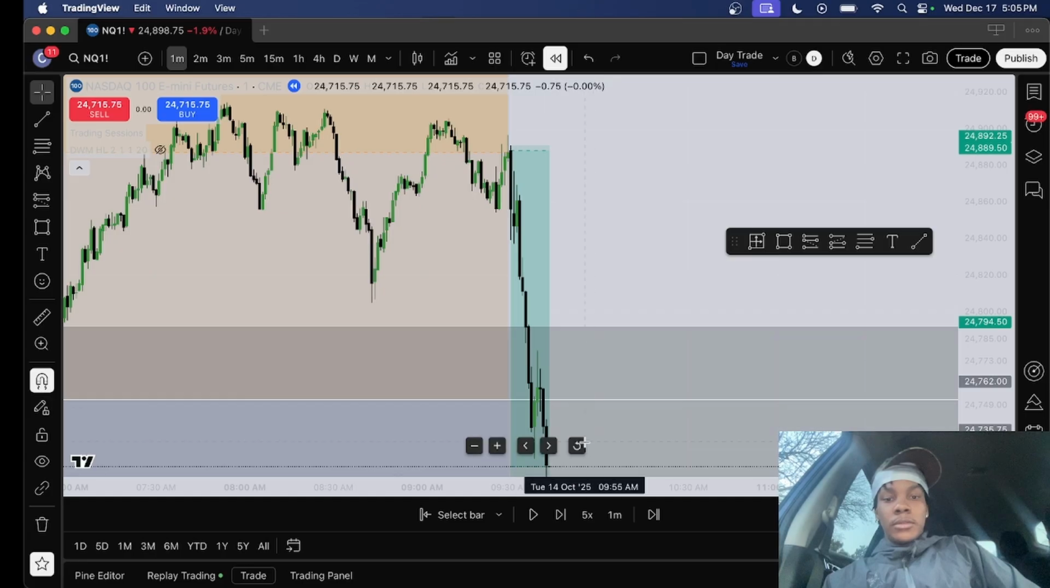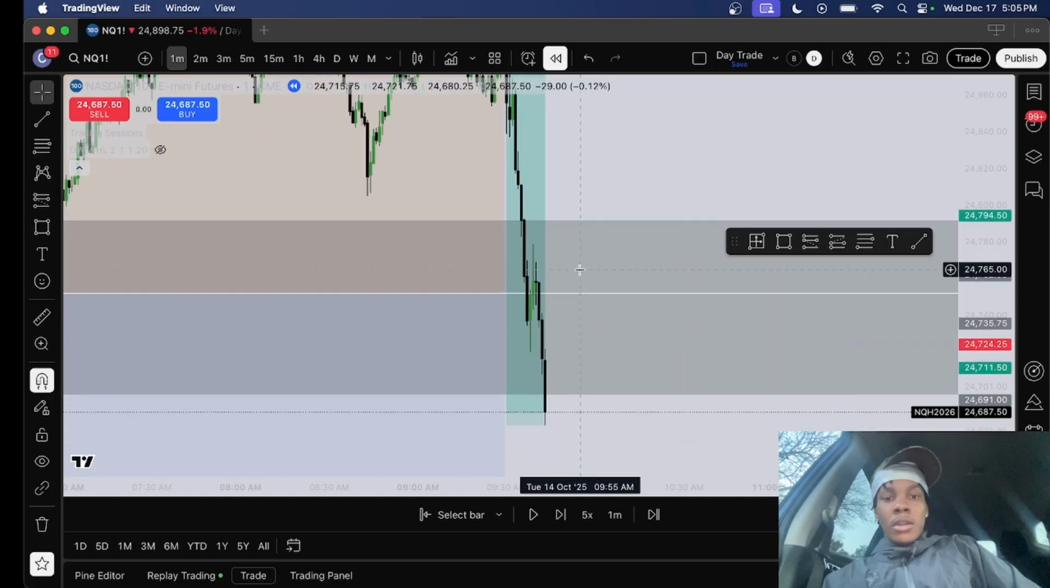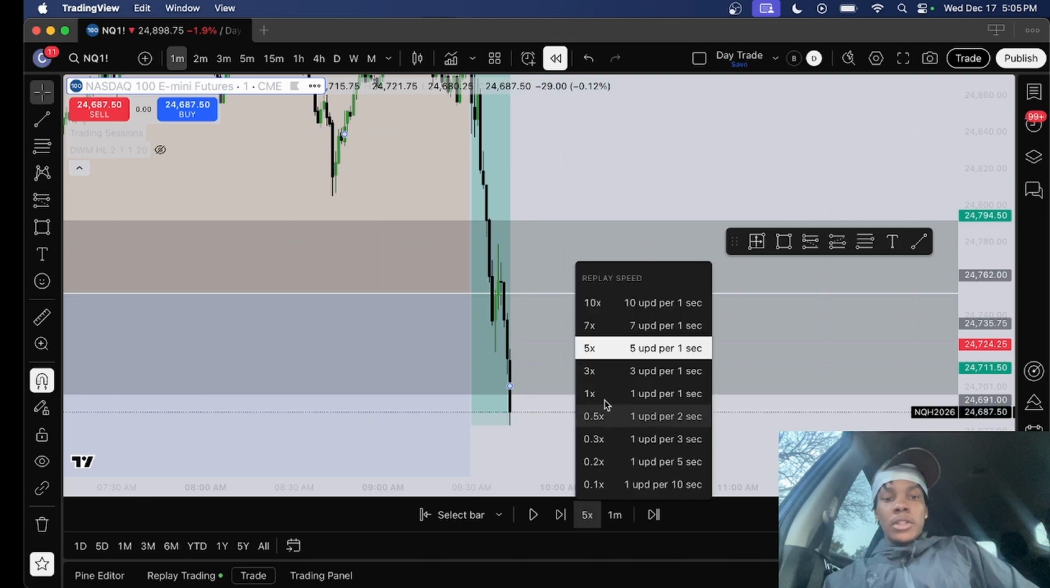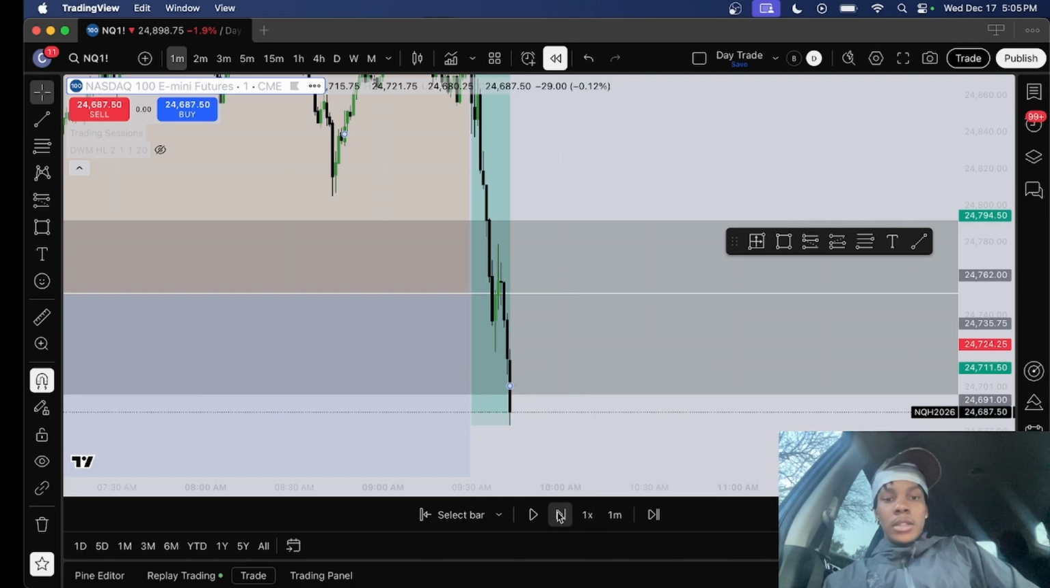So okay, we end up sweeping it, but we don't get a clean inverse at all. All right, not one clean inverse. Okay, I'm gonna slow it down first a little bit. Let's have some patience here.